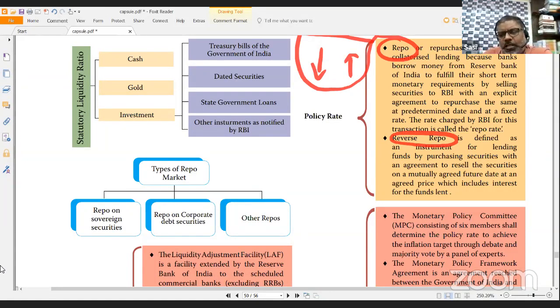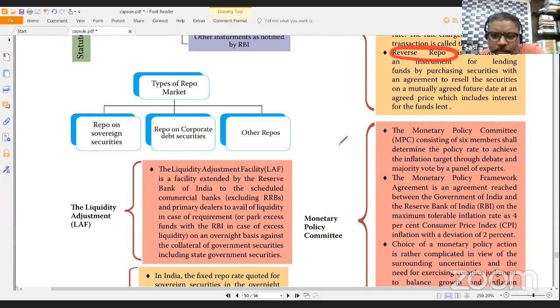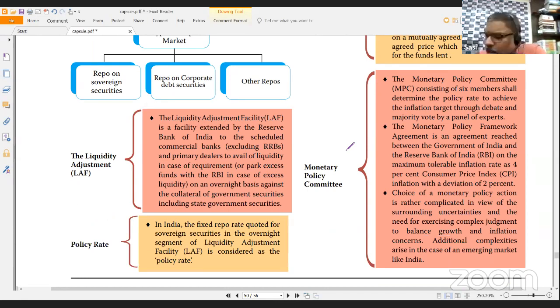Reverse repo rate is the rate at which Reserve Bank of India can borrow money from banks, or otherwise you can say banks can invest their excess cash with Reserve Bank as some parking, temporarily for some time. So that is about repo rate and reverse repo, very important.